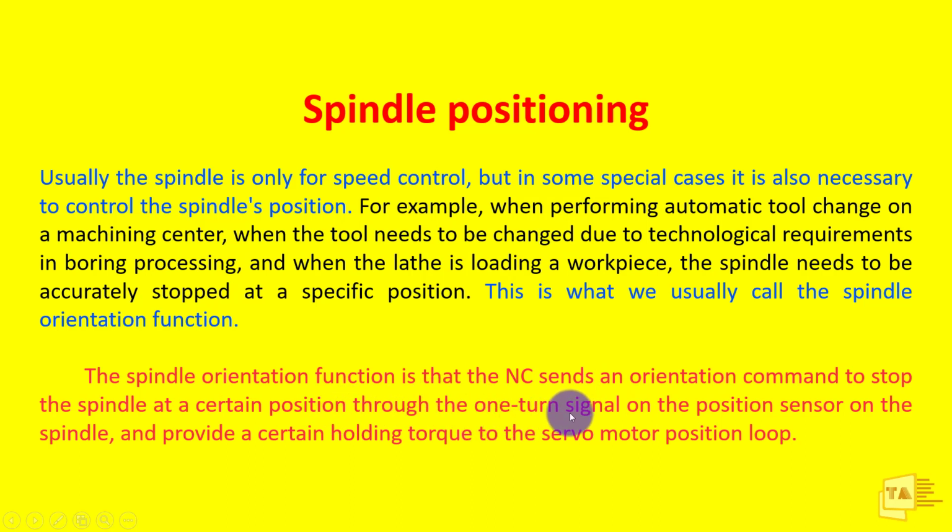If you want to orient your spindle, you press the orientation button on your machine. At that time the NC will send the one turn signal to the position sensor. In the position sensor we have the one turn tooth. That tooth will be sensed and our spindle will be stopped at the specific position. So that is the spindle orientation.